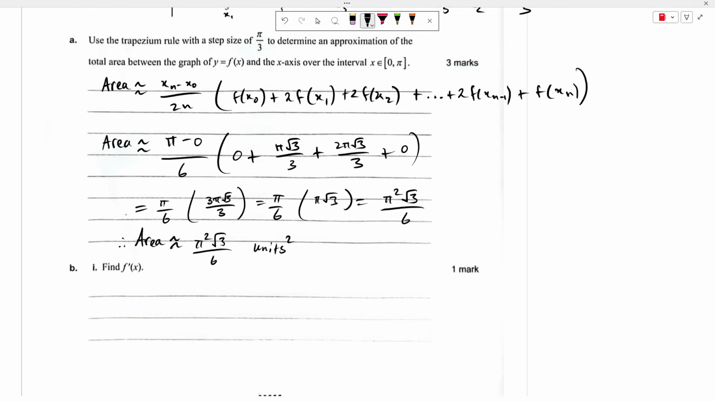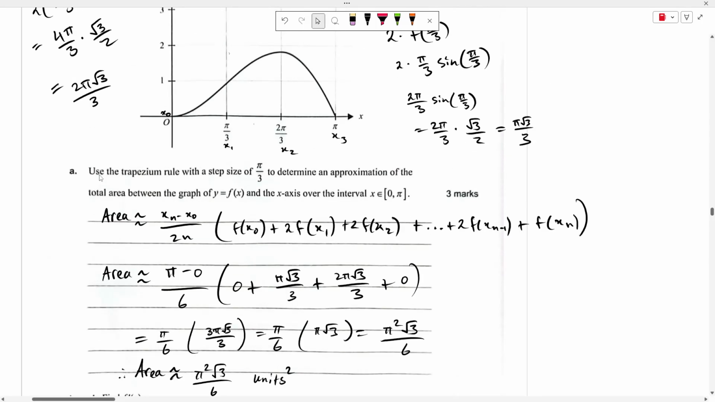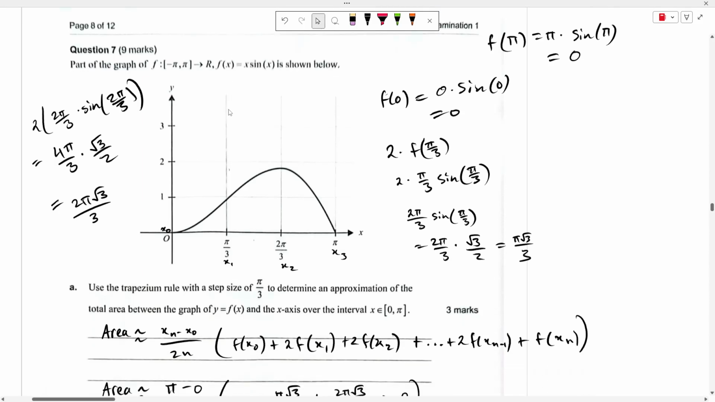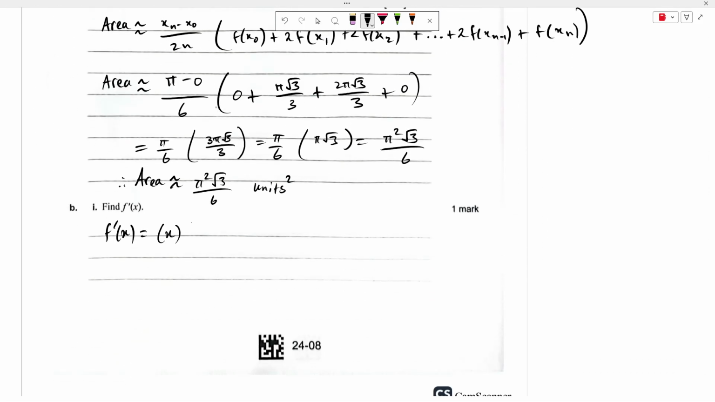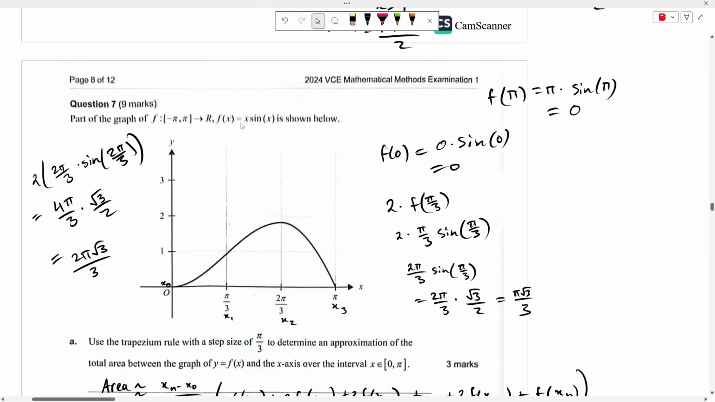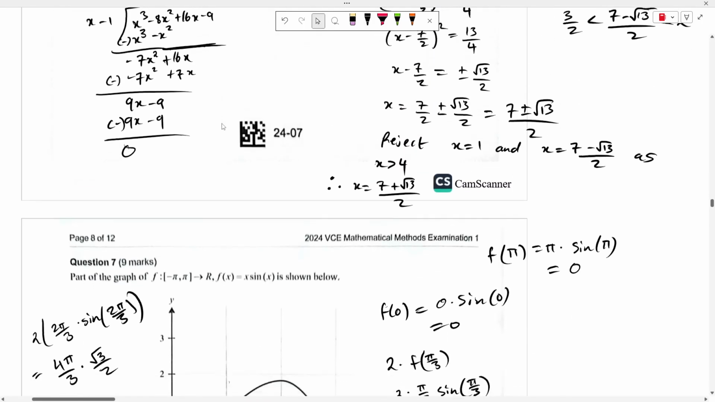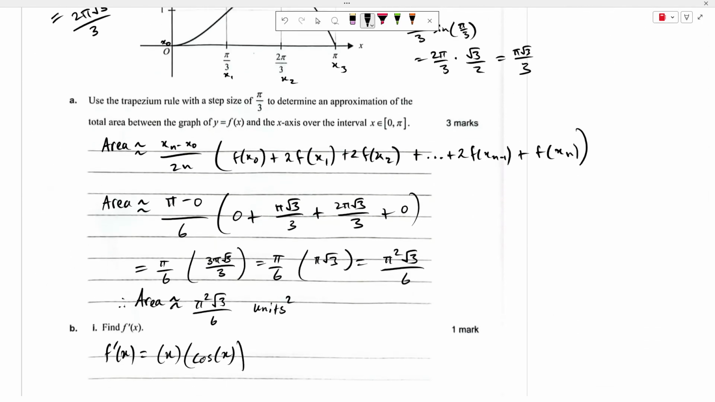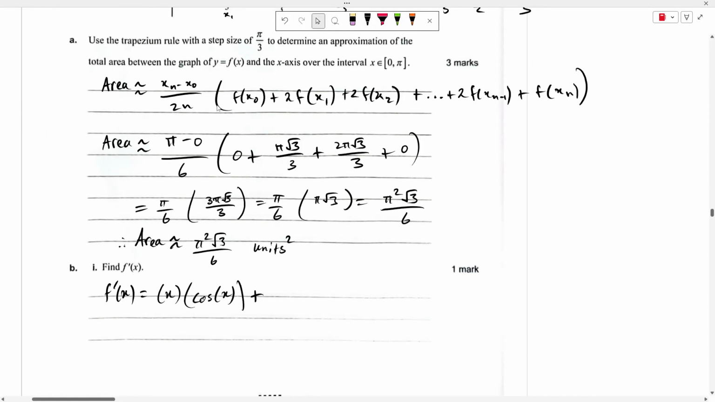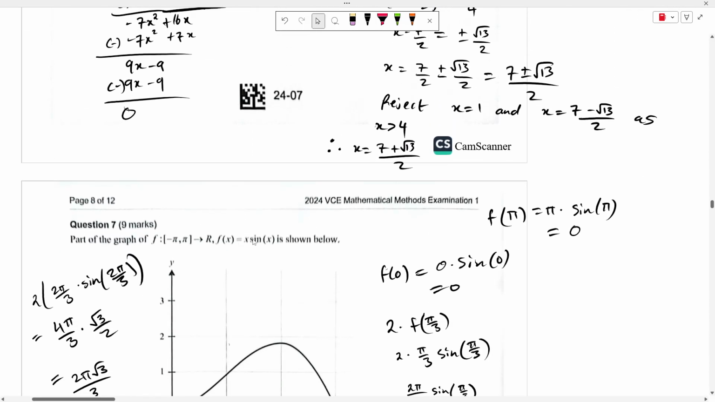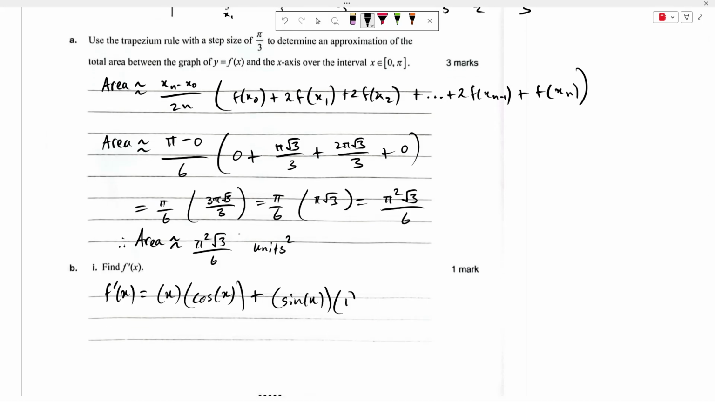Find f dash of x. This is just going to be product rule because you have two functions being multiplied. It's going to be the first one times the derivative of the second one. So the derivative of sine of x is actually cos of x. And then plus the second function, sine of x, times the derivative of the first function. And the derivative of x is just 1. So we have x cos x plus sine of x.